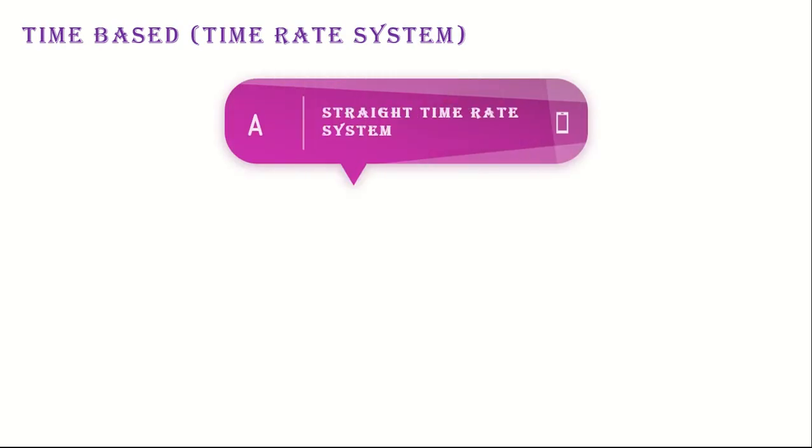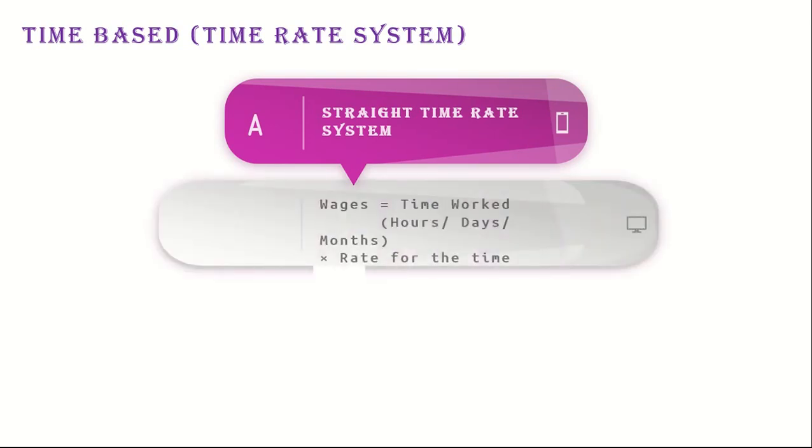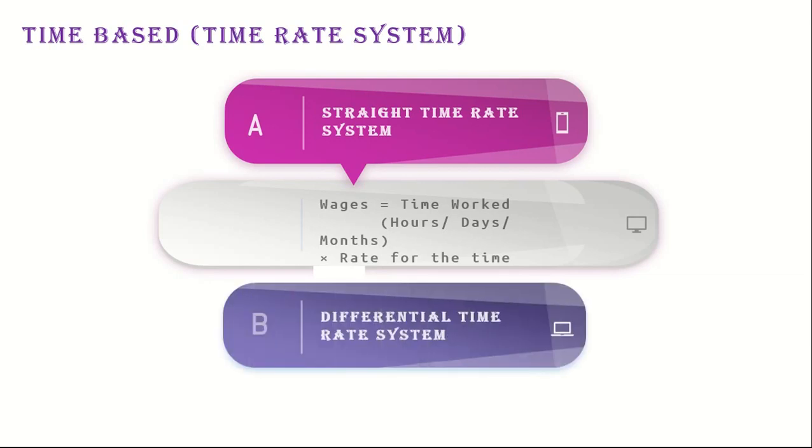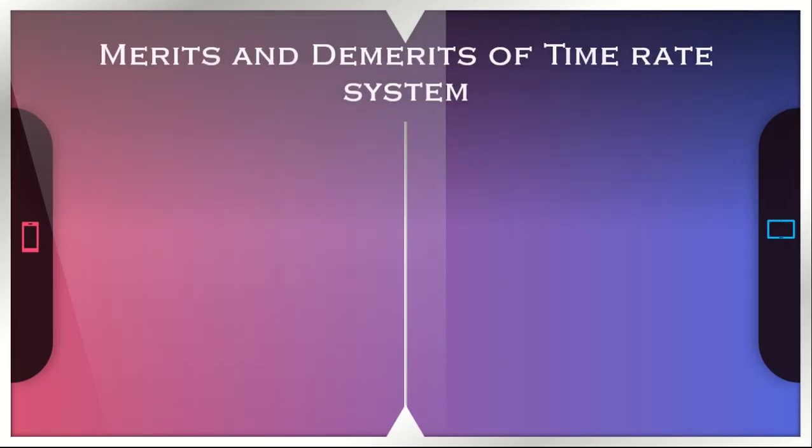Time-based, time rate system. 1. Straight time rate system. Wages under time rate system is calculated as under: wages is equal to time worked, hours, days or months, multiplied by rate for the time. 2. Differential time rate system. According to this method, different hourly rates are fixed for different levels of efficiency.